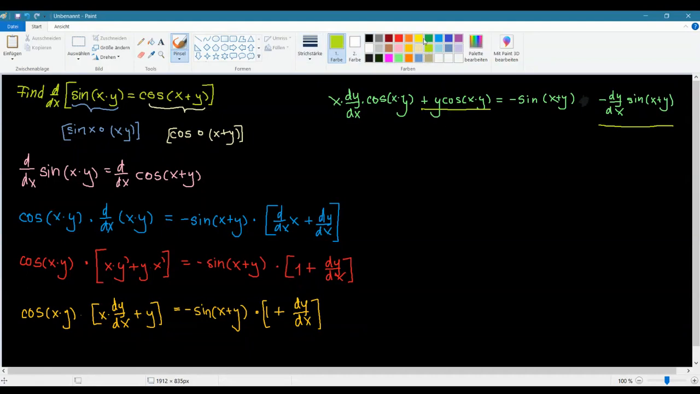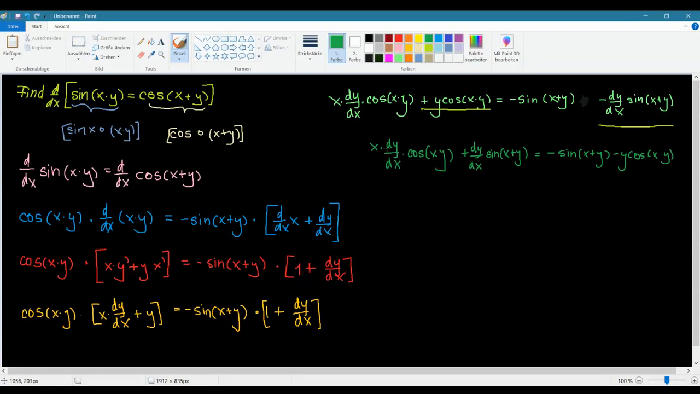All right, so what we're going to do is we're going to end up with x times dy over dx times cosine of xy plus dy over dx times sine of x plus y equals negative sine of x plus y minus y cosine of x times y.